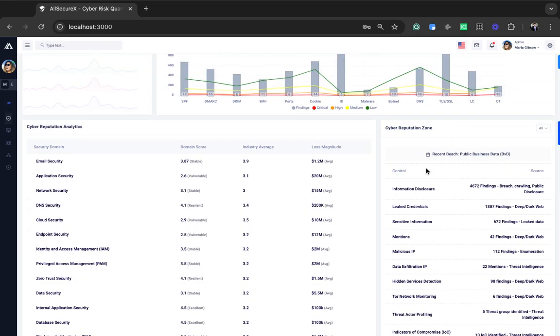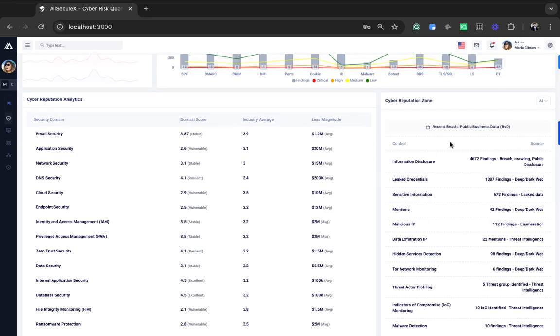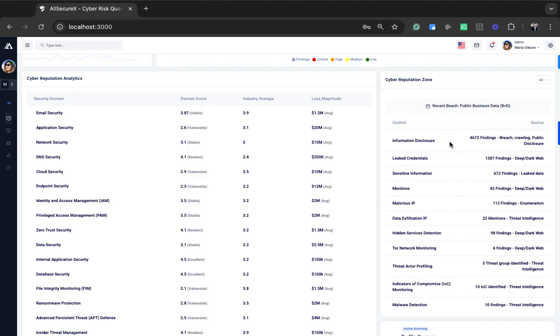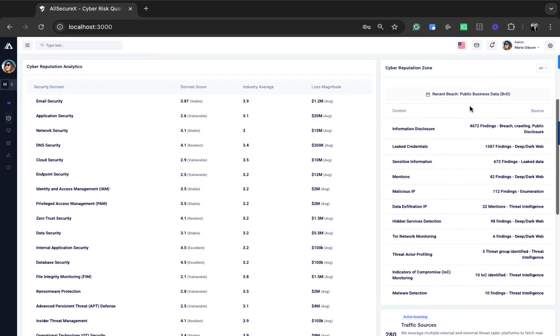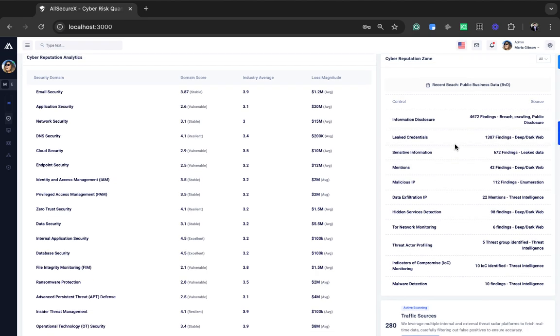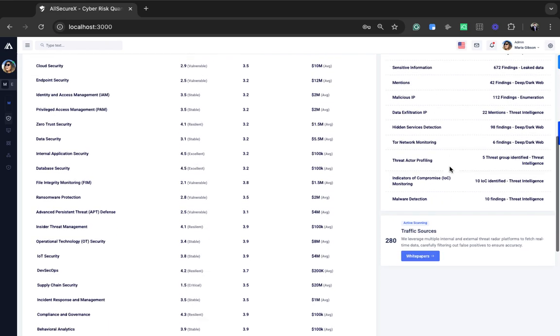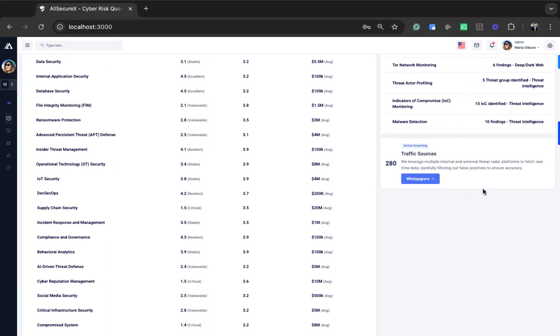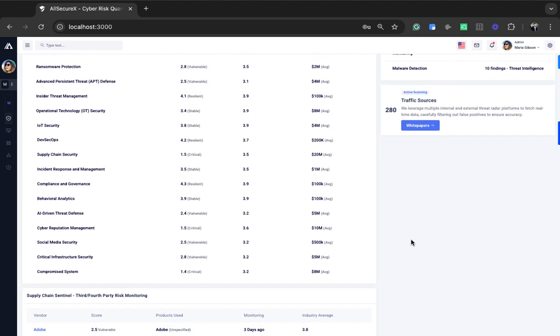So apart from this, here we have a deeper understanding from a deep and dark web analysis of an organization, which includes the recent breaches which happened and the overall details we have found in terms of information disclosures, the leaked credentials, the data exfiltrations, etc. The traffic source here defines the number of APIs and the different places where we are getting the data itself. So we have included everything in the white papers, which talks about the control repositories and all.